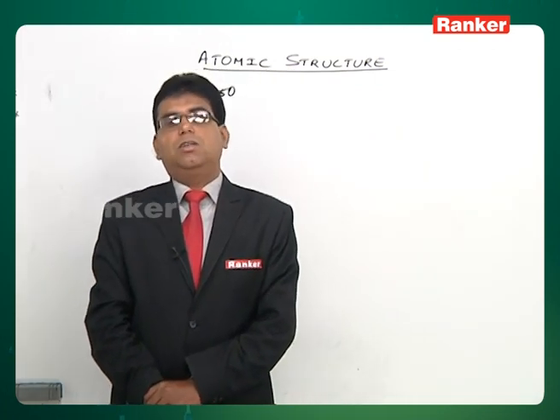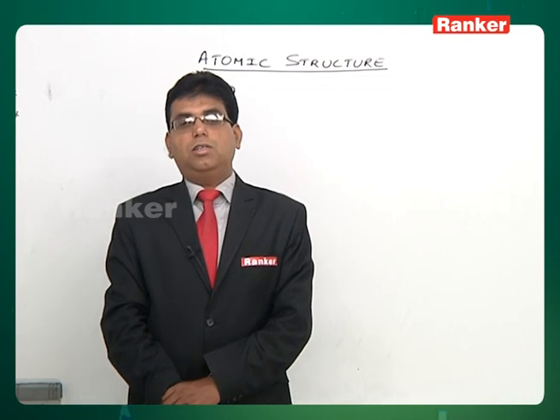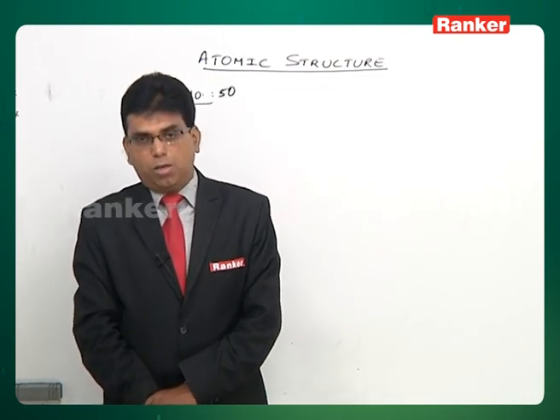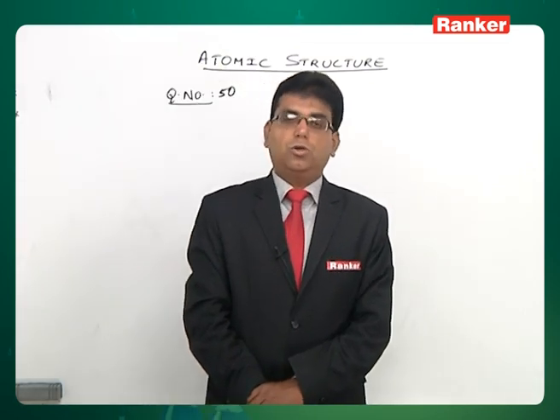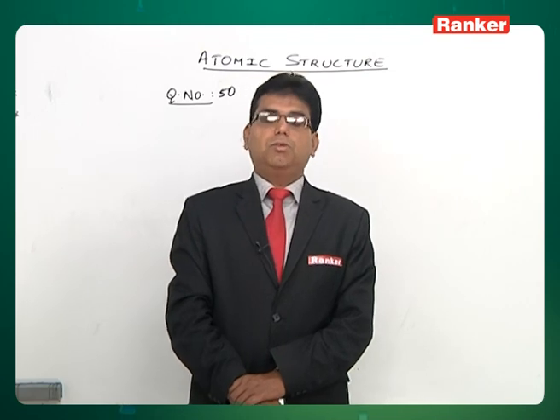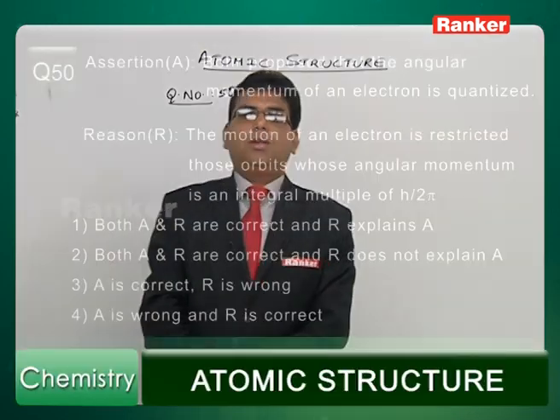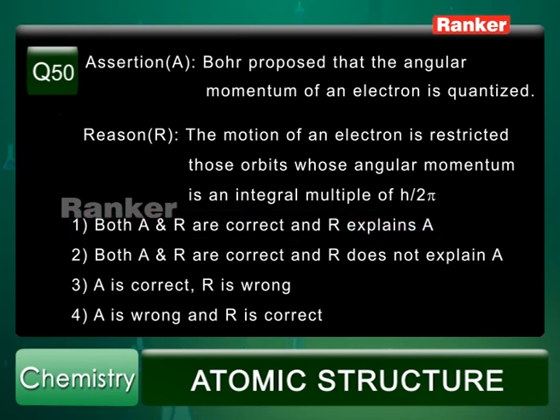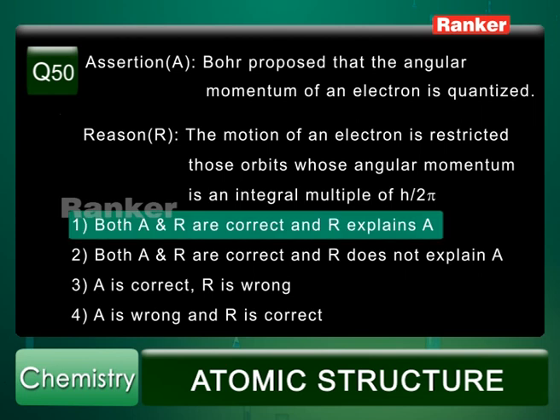Yes, that's correct, because in the others it cannot exist. Only where mvr is equal to nh by 2 pi, where n takes values of 1, 2, etc., those orbits only the electron will take. In between it cannot. That is what Bohr's theory says. So both assertion and reason are correct, and the reason is the correct explanation for the assertion. So the correct answer must be option 1.